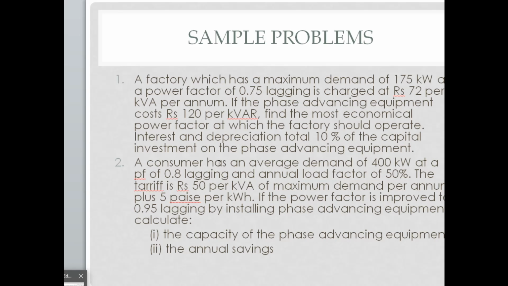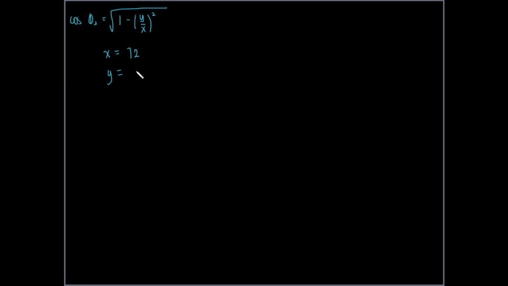So the capital investment is 120 per kVAR, but the annual charge must be 10% of the 120. So this must be 0.1 times 120, which is obviously 12. And from there, we can now solve for the most economical power factor.